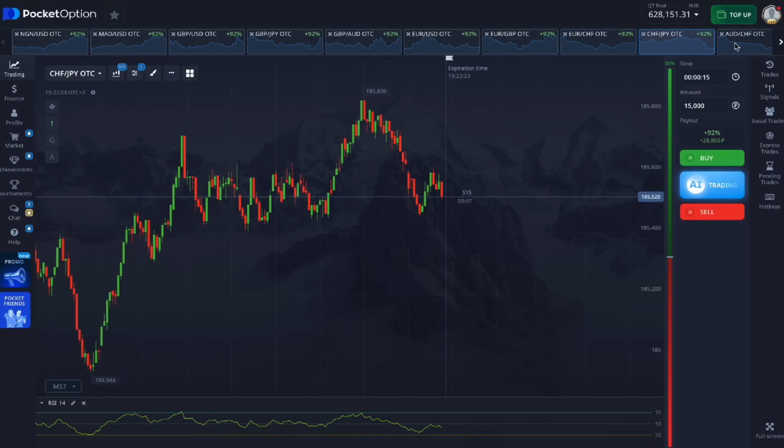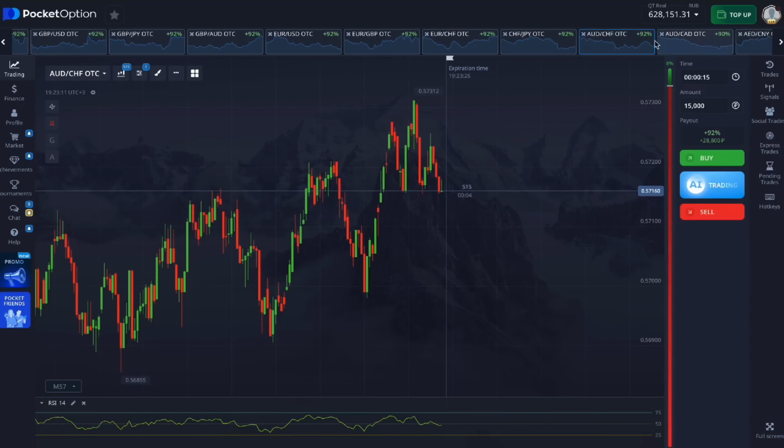This one doesn't fit, this one doesn't fit either.